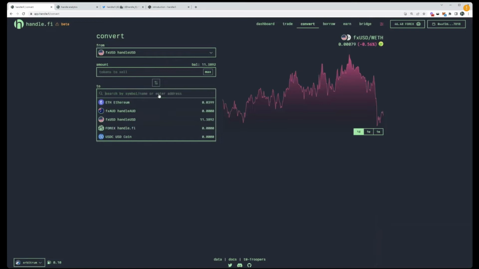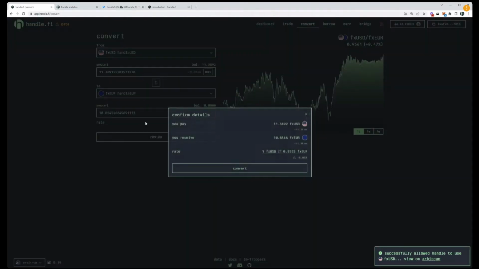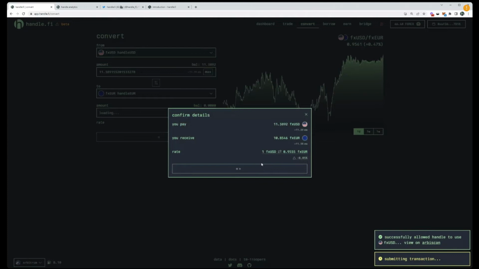Let's say I want to quick convert across to euro. There is no slippage. It's Oracle-based price conversions, so that makes it much more efficient as compared to a Uniswap style XYK model. Pros and cons on both, and people will sit there and argue all day about what's the most effective AMM, etc. But we think it serves its purpose really well. So in this case, I'm converting $11 worth of USD into euro at a rate of.